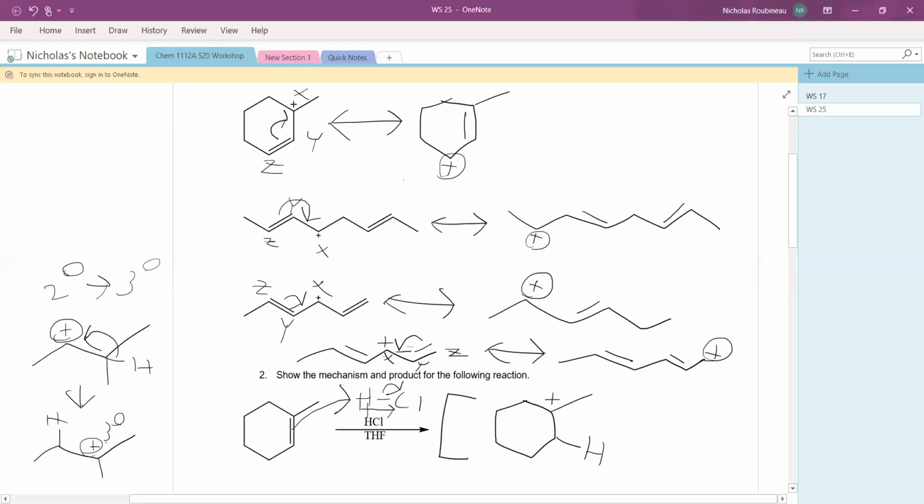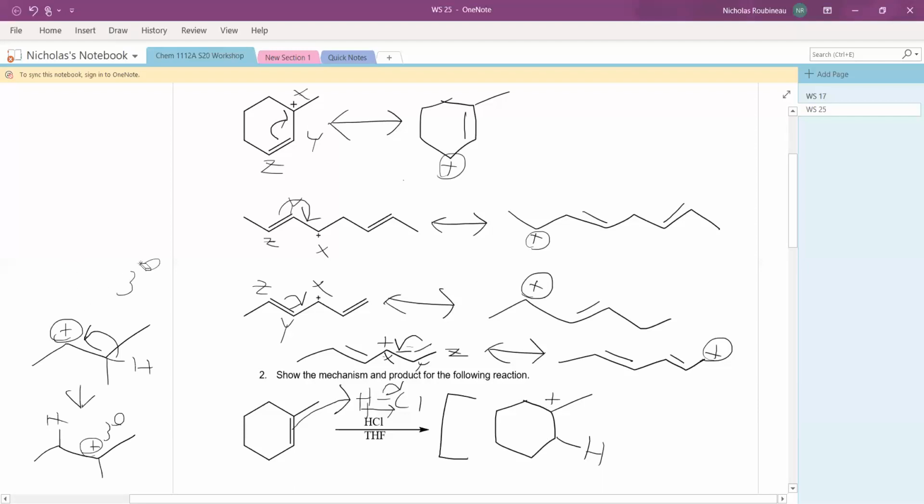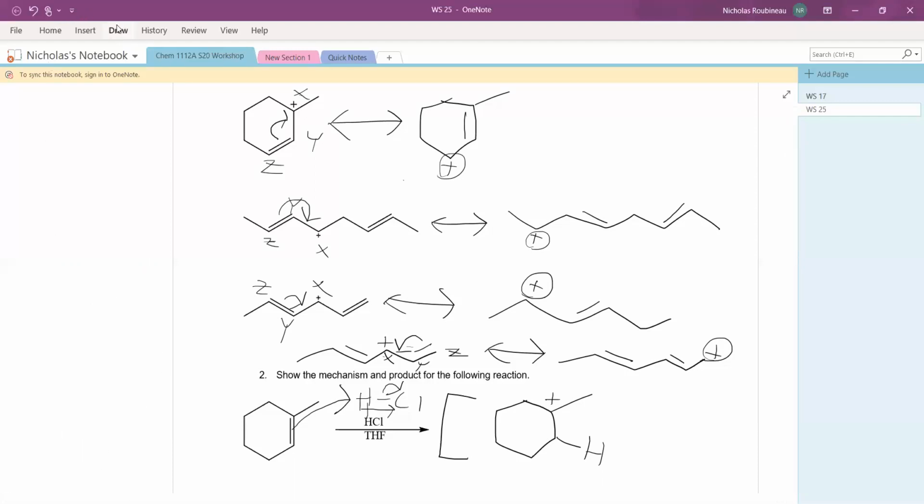So it doesn't usually want to go from secondary to secondary to tertiary. And if your mechanism involved putting the cation down here, then yes, that would have been fine. But I'm just explaining that you can't always have a hydride shift just whenever you want. Okay.